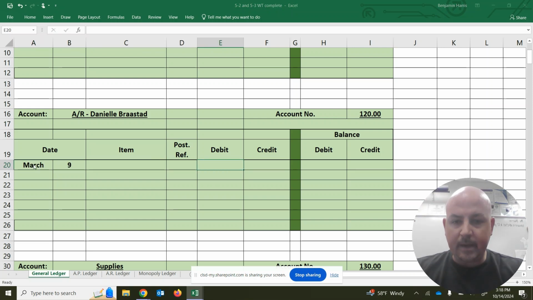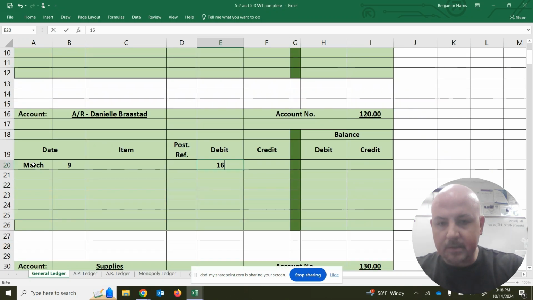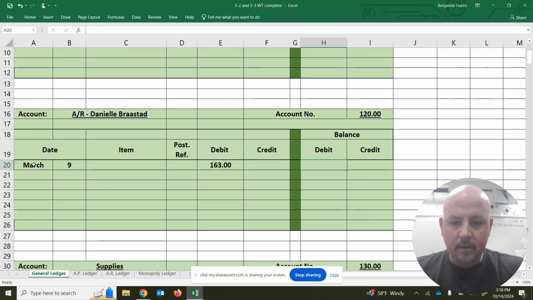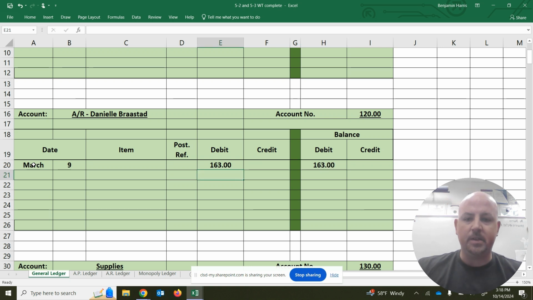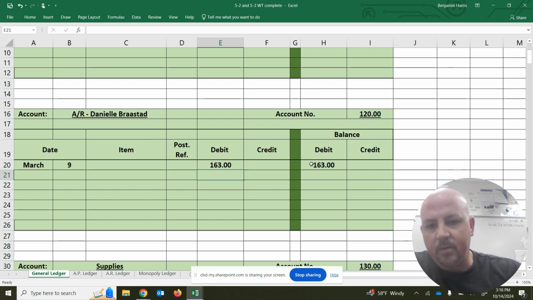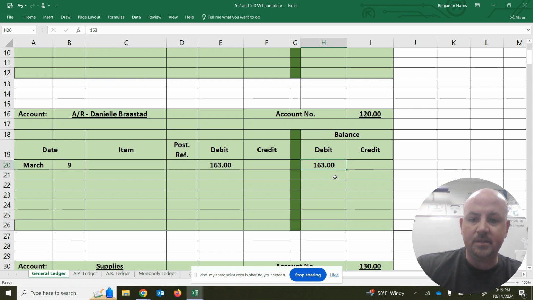And there's a debit amount of $163. Okay. That becomes our debit balance. So the story goes that previously she owed us $0. Now, as of March 9th, she owes us $163. She bought stuff from us for $163. She now owes us. She has a balance due of $163.